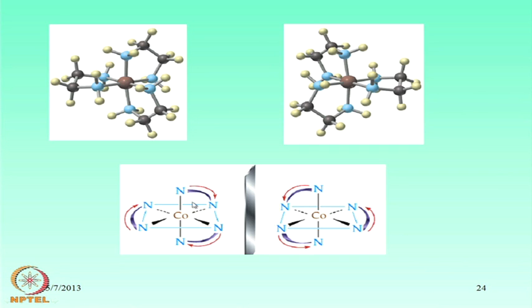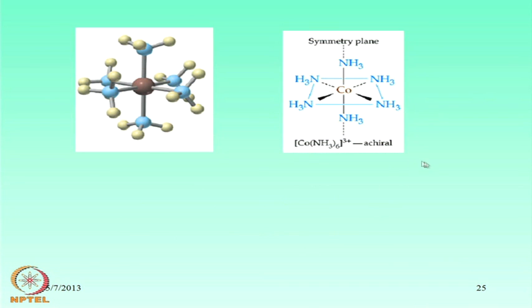Moving from top to bottom of the triangular face, it is in the clockwise direction in one and in the anti-clockwise direction in the other. Then we have the other compounds we have just seen which have the symmetry plane: if it is a dichloro compound it is also achiral, and if it is a hexaamine compound it is also achiral, because we have the symmetry plane inside the molecule dividing the molecule into two, and one half is the mirror image of the other.